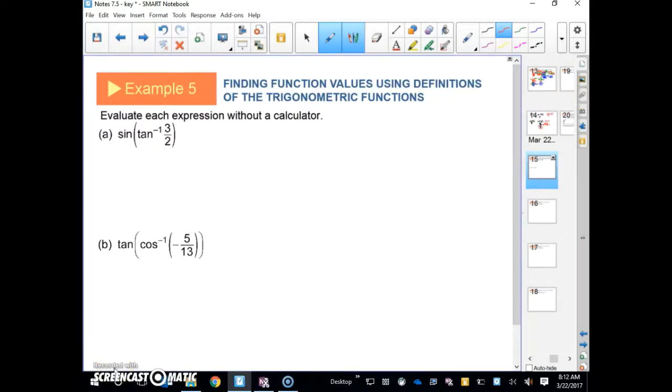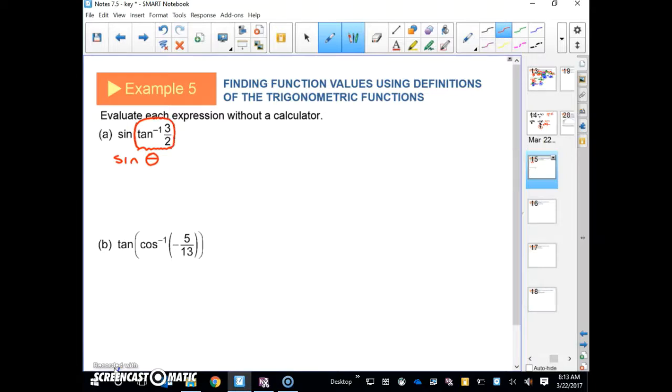Example 5. We're going to evaluate this. It says sine of inverse tangent of 3/2. And what you need to understand is that this inverse trig function is talking about an angle. So understand that that part is an angle, and so it's like we want sine theta, basically. We want sine of some angle. And so let's draw a picture of this angle.